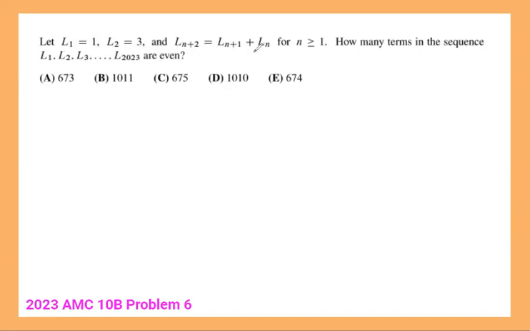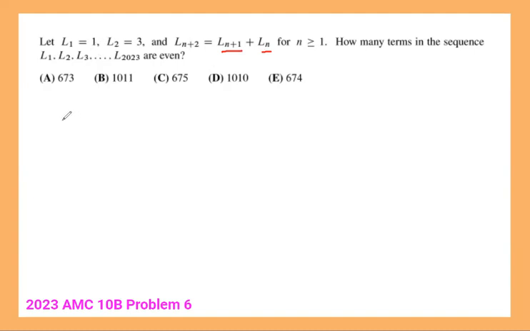Because if you look at this equation, we are told L of n plus 2 is equal to L of n plus 1 plus L of n. So if this is the nth term, this is the one right after, the n plus 1 term, and then this is going to be the next term after this one. So every time you are adding the two previous terms, basically.